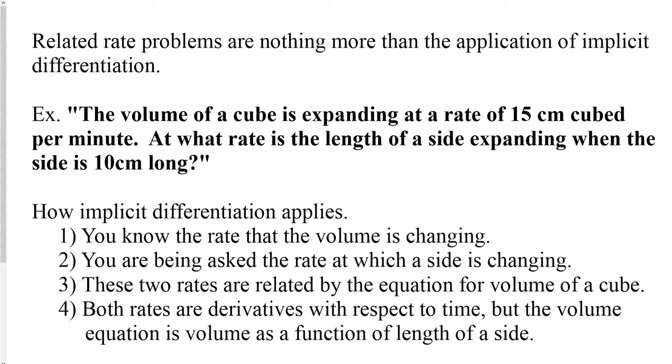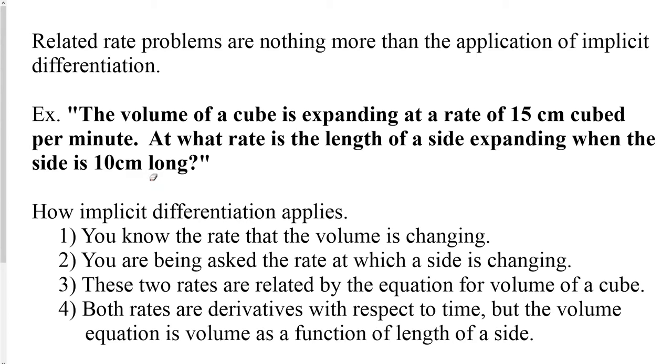Last section we looked at how to do implicit differentiation, and in this particular section we are going to do applications for it. My first example is this one, and I want to break it down with some notes, and then we're actually going to do it. The volume of a cube is expanding at a rate of 15 centimeters cubed per minute. At what rate is the length of a side expanding when the side is 10 centimeters long?